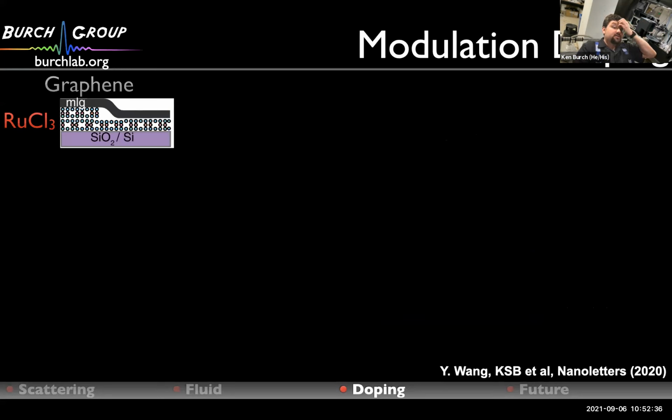So are we really doing modulation doping? Is this some very local charge transfer? So the first thought we had is, well, let's take ruthenium chloride, where we have single and bilayer ruthenium chloride, and drape monolayer graphene on it and see if there's any difference in the doping in the two.